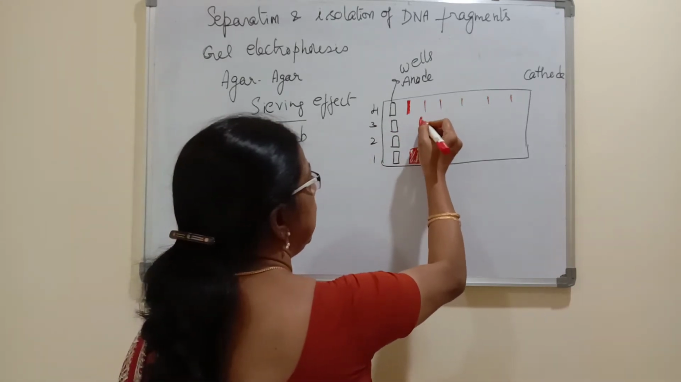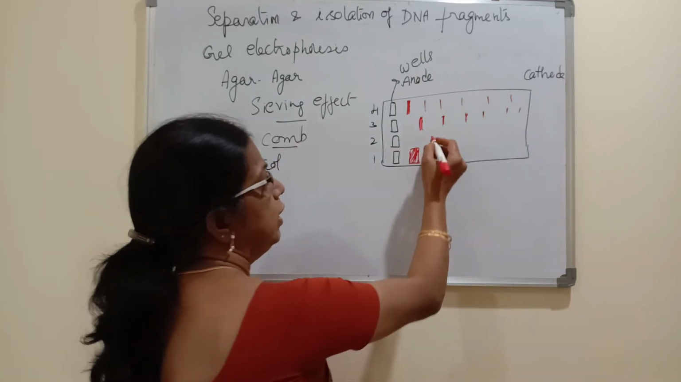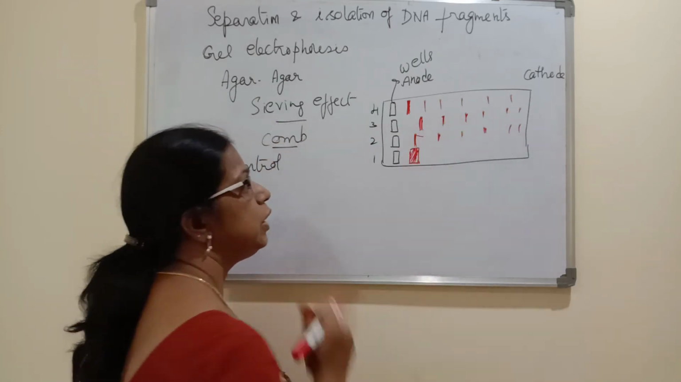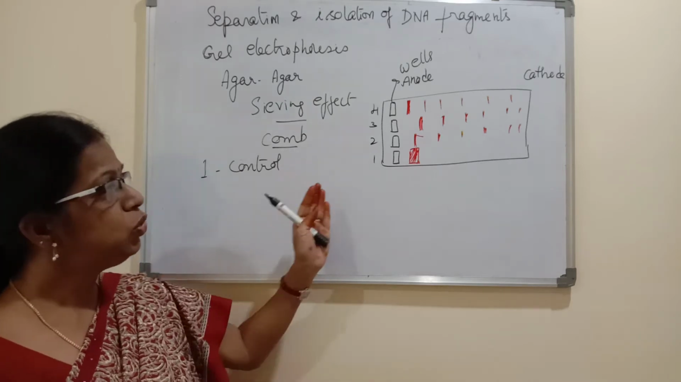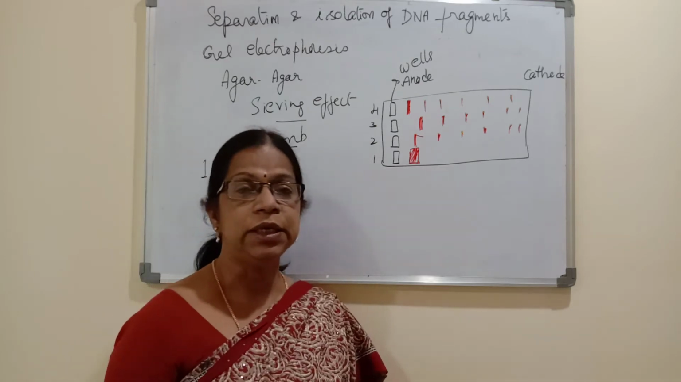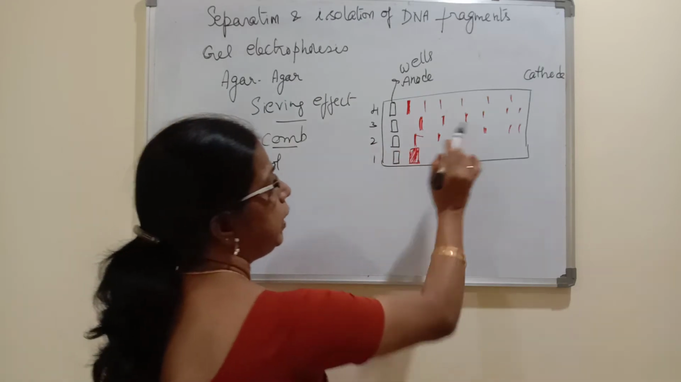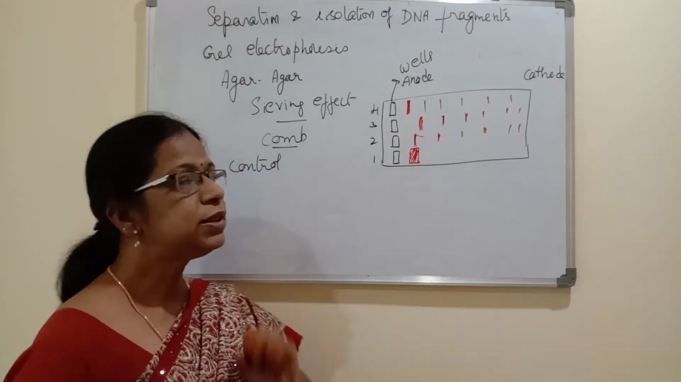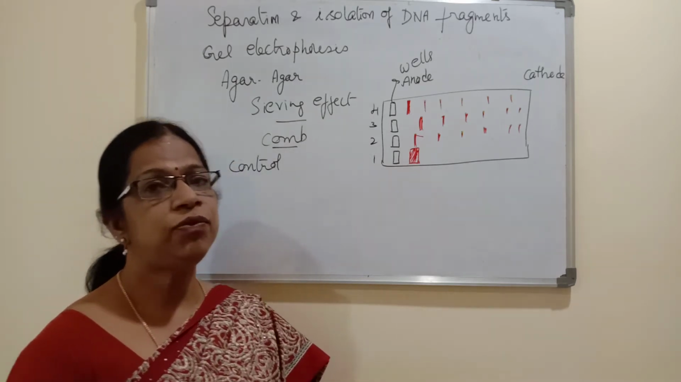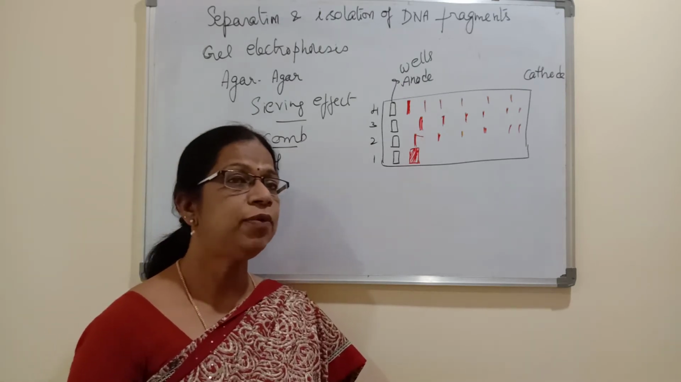Similarly with the other wells, the sizes of fragments can also be different. In this way all the fragments get separated on the gel. They are able to move through the gel because of the sieving effect given by the gel. Once they move towards the other end, they get separated based on their size. Now after the separation, the fragments have to be visualized.